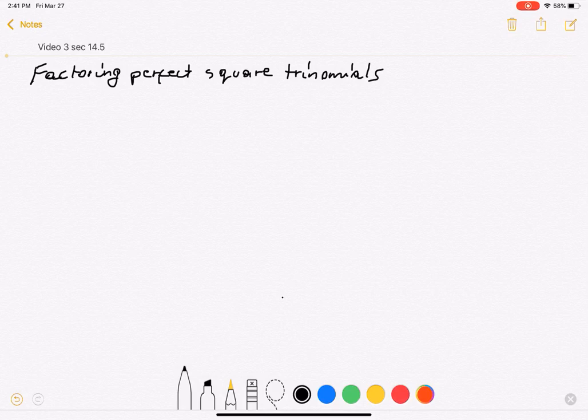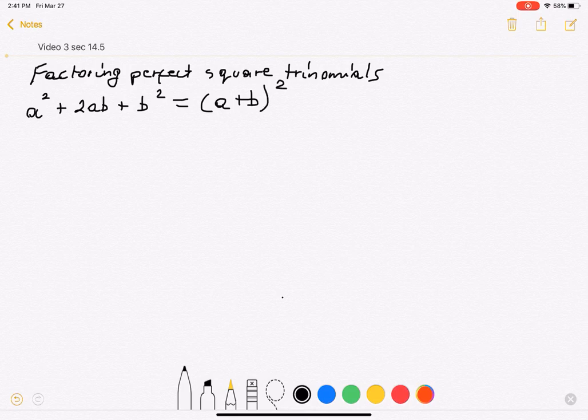Technically you will need to know how to factor a squared plus 2ab plus b squared. This is a trinomial because you have three expressions. It is a perfect square trinomial because you can factor this as a plus b to the second power, which means a plus b times a plus b. We need to know this formula.